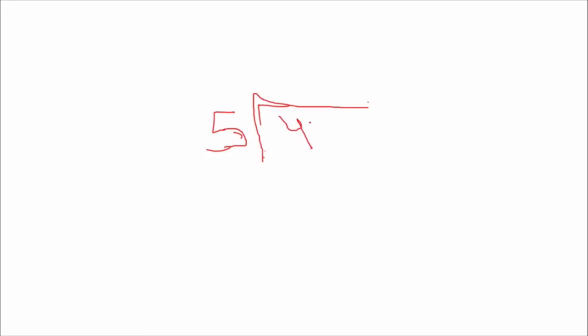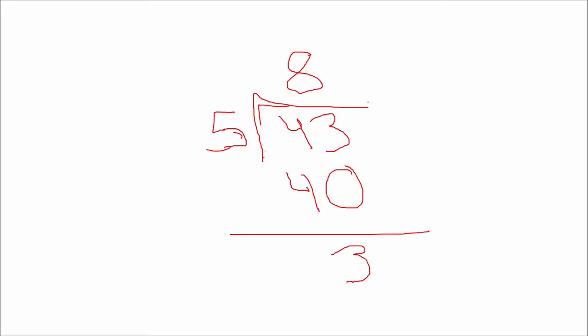So let's say I've got the number 5, and apparently my fingers aren't as good at drawing as Christopher's, so I'm going to have to use a mouse here. I want to divide the number 43 by 5. Think back to how we were taught to do this: 5 goes into 43 8 times, so we write the number 8 up here. 8 times 5 equals 40, which leaves me a remainder of 3.